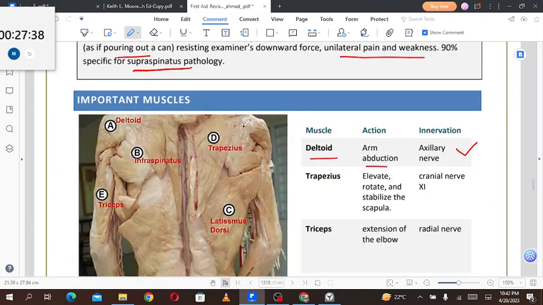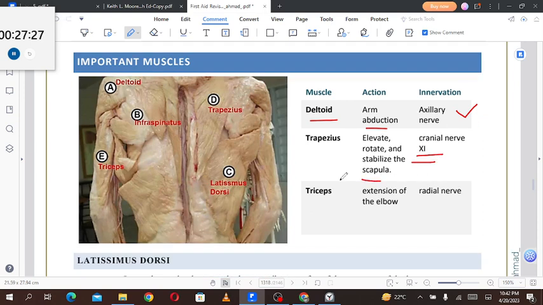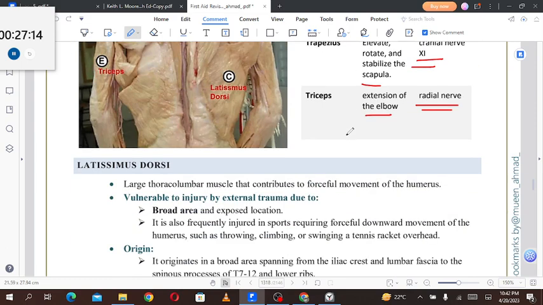Then we have trapezius. So the trapezius muscle is over here, this triangular muscle. It goes like this and all the way like this, and this is a very long muscle. It elevates, rotates and stabilizes the scapula. It is supplied by the accessory cranial nerve. The triceps muscle does extension of the elbow, and it is supplied by the radial nerve. So triceps is supplied by the radial nerve, deltoid by the axillary nerve, and the trapezius by the accessory cranial nerve.